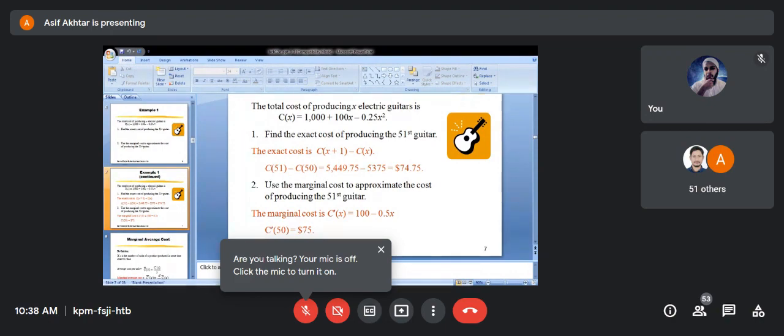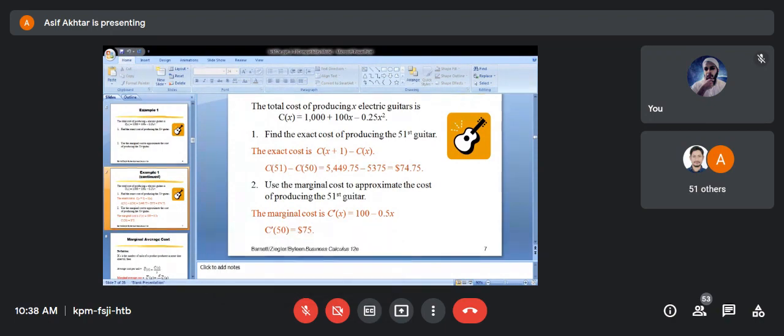The interpretation of this is that if you exceed the production from the 50th unit, then the next unit will be manufactured by incurring a cost of $75.